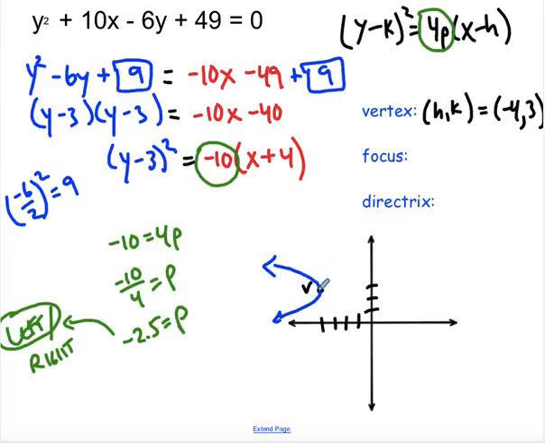Okay, now the focus is going to be inside the parabola. How far inside? 2.5. So I'm going to need to add some tick marks here. I'm going to go 1, 2.5 in, and that's my focus. And then I'm going to go 1, 2.5, and that's my directrix.